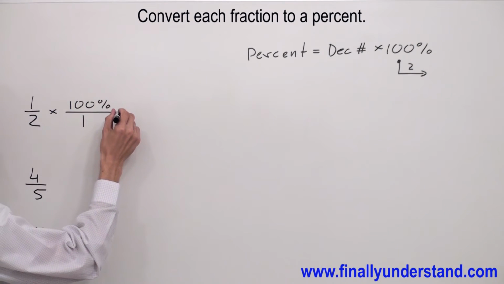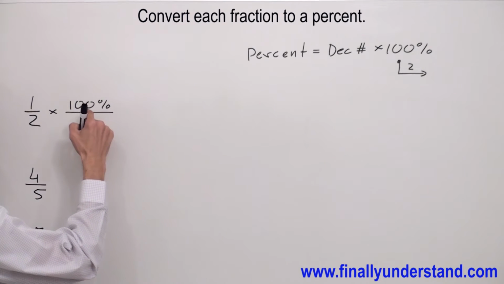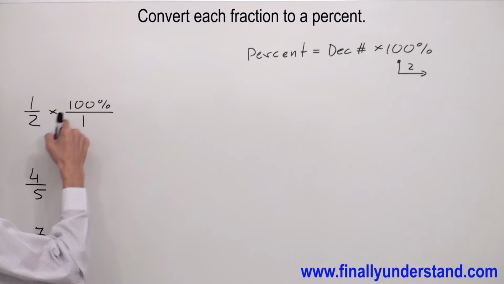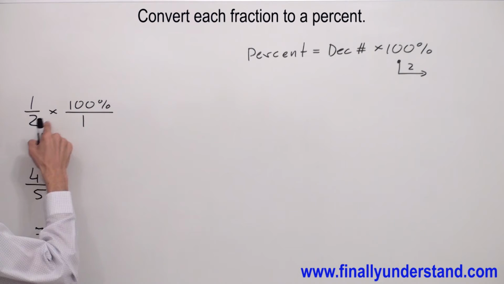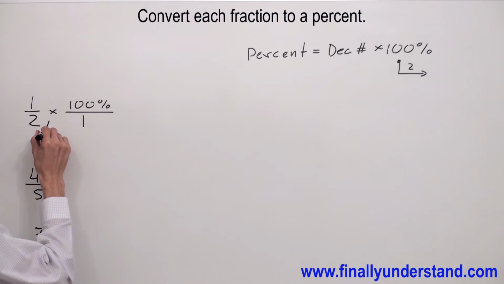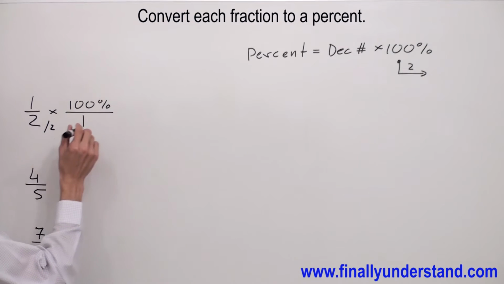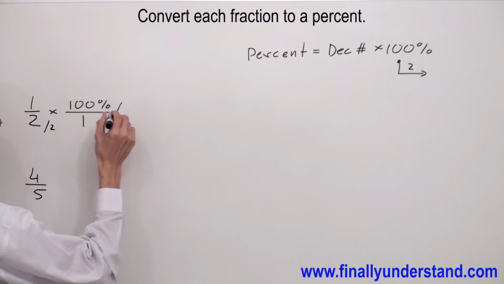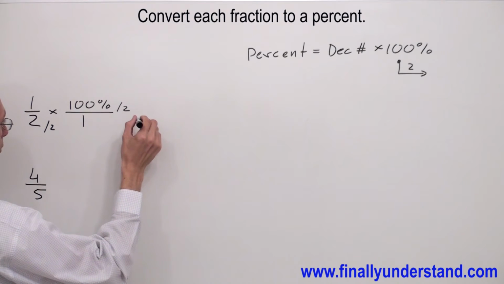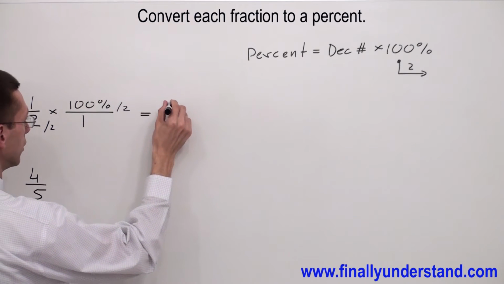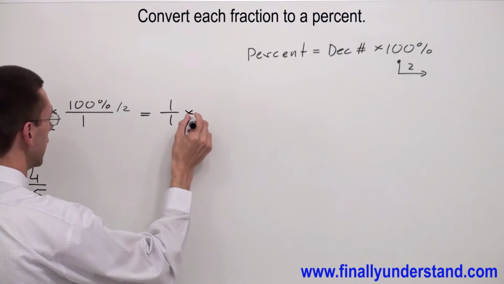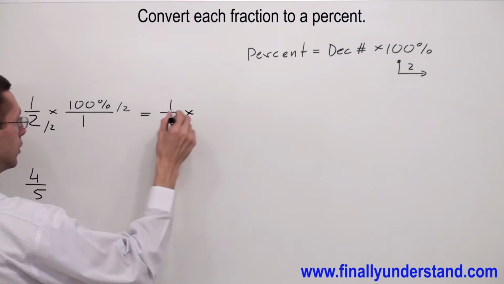Next, anytime you multiply fractions, you have to check if you can reduce any denominator with any numerator. In this case, I have 2 and I have 100. Both of them are divisible by 2. So 2 I'm going to divide by 2, and 100 I'm going to divide by 2. That's why I'm going to have 1 over 1 times 100 divided by 2 gives me 50.